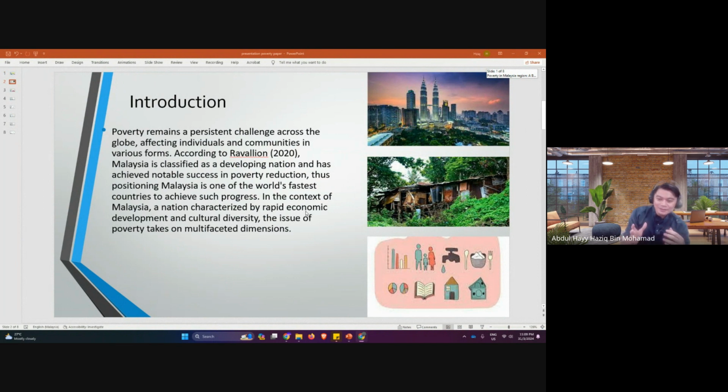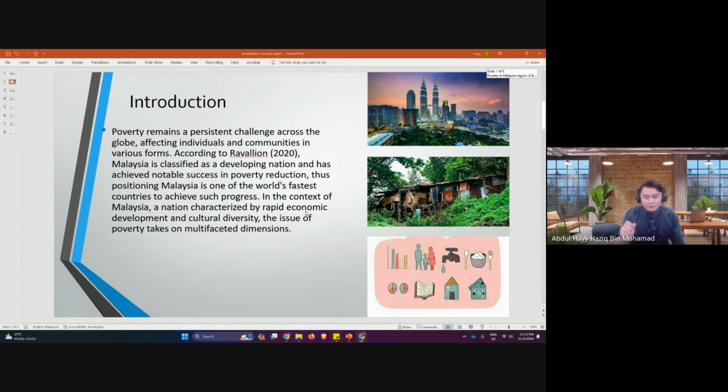Poverty remains a persistent challenge across the globe, affecting individuals and communities in various forms. According to Resilience 2020, Malaysia is classified as a developing nation and has achieved noticeable success in poverty reduction, thus positioning Malaysia as one of the world's fastest countries to achieve such progress. In terms of context, Malaysia is a nation characterized by rapid economic development and cultural diversity. And the issue of poverty takes on multifaceted dimensions.